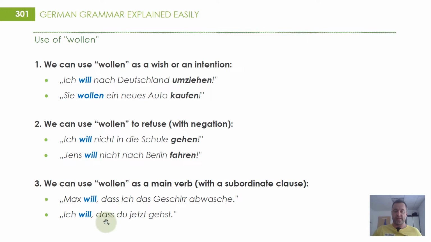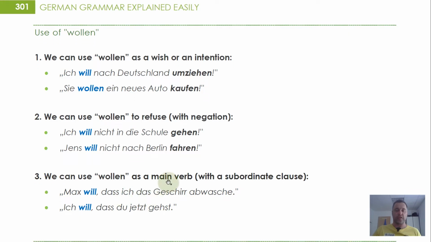That usually starts with "dass." Ich will, dass ich das Geschirr, Max will, dass ich das Geschirr abwasche. So Max wants that I wash the dishes. So if we want something which is actually an action, which is usually that somebody else is doing something, that's when we actually use wollen as a main verb. So we are not referring directly to another verb, but if we want that somebody else is doing something, then this is the combination how we can use wollen.